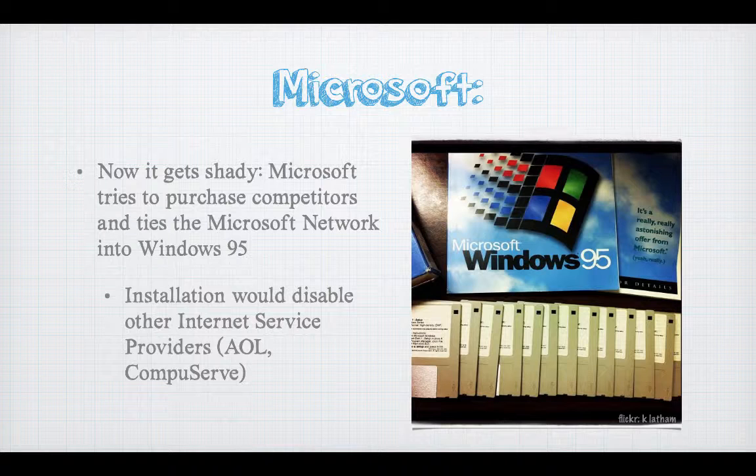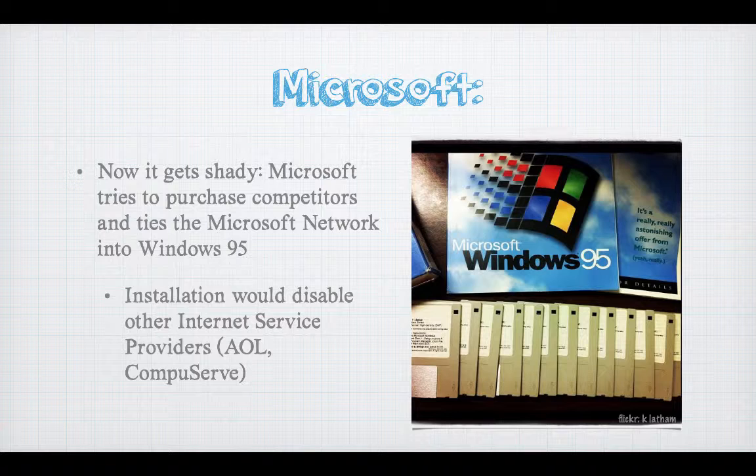Microsoft continued down that path, and in Windows 95, they launched the Microsoft Network, MSN, and they kind of forced it into Windows 95. During the installation of Windows 95, all other internet service providers and web browsers would be disabled and no longer work on the machine. So that's a very, very monopolistic move on Microsoft's part. They definitely said, okay, if you're going to use the internet, you've got to use our internet. You can't use somebody else's internet.